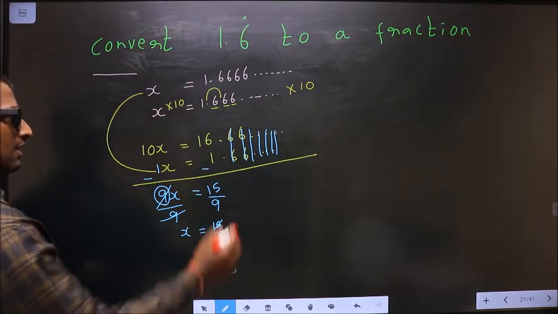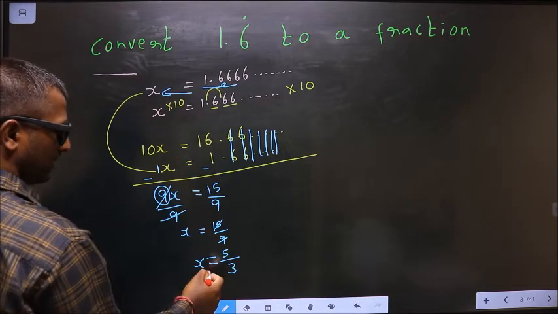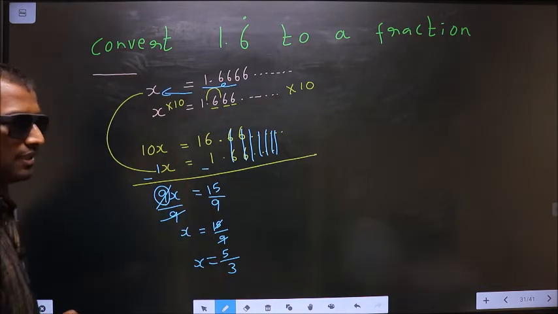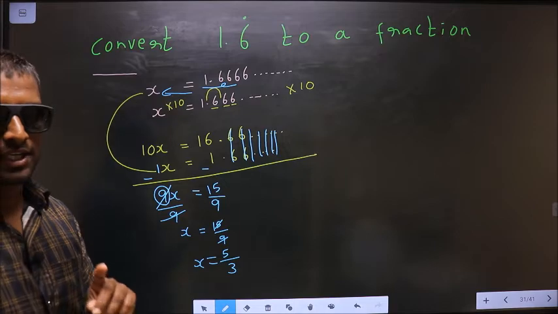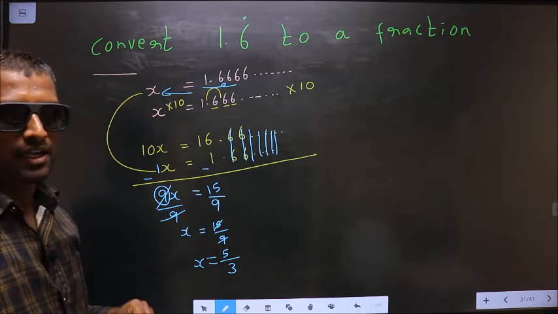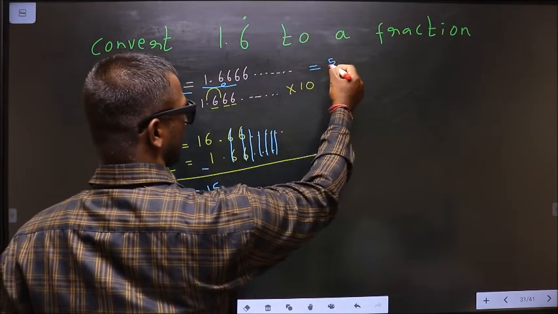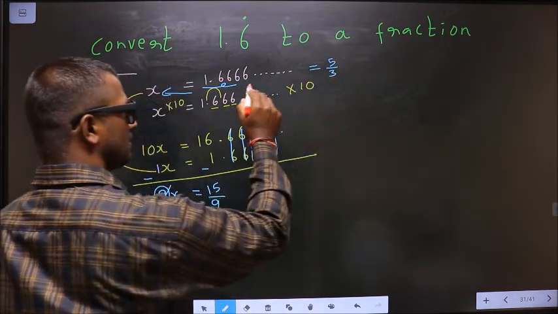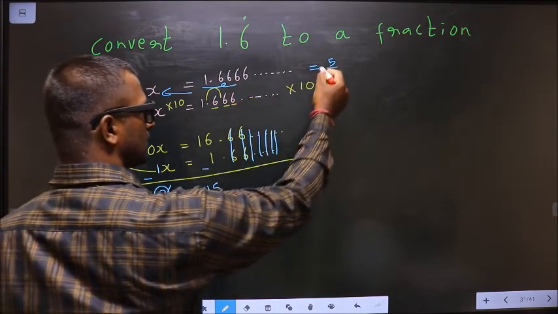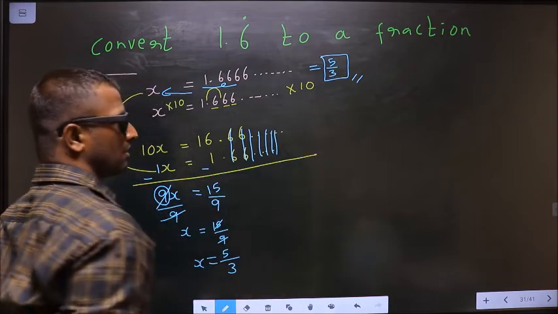Okay, now earlier we took this for x. Now we got x equal to 5 by 3. That implies only one thing, that these two are equal. So this is equal to 5 by 3. Thus, I have converted a recurring decimal into a fraction, and this is our answer.